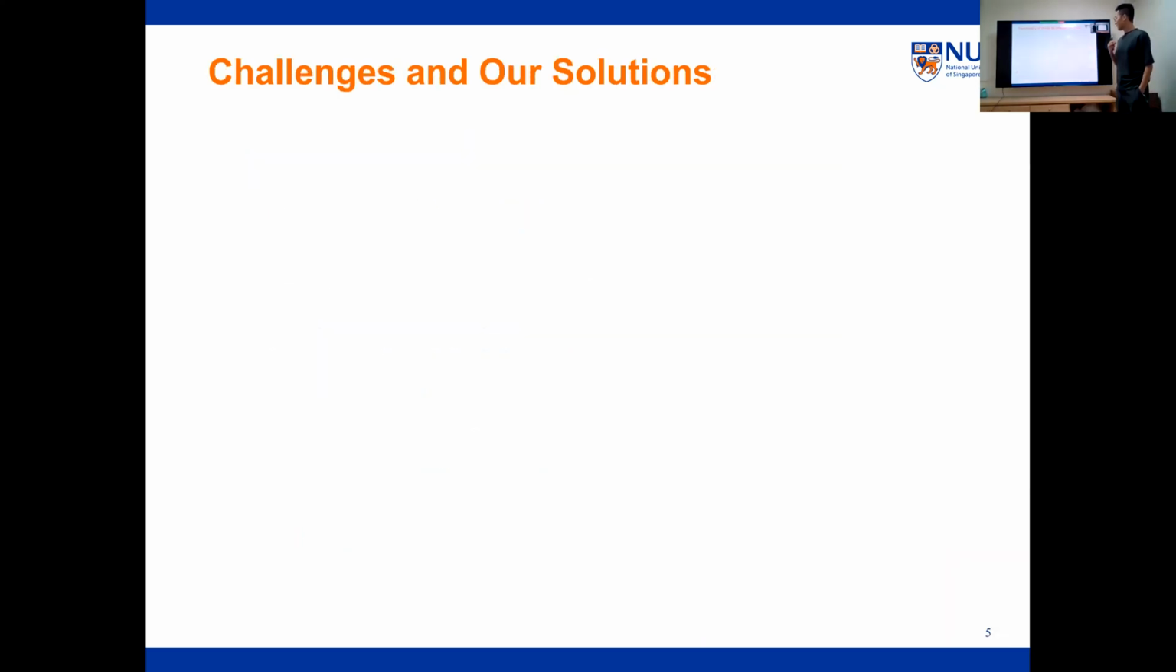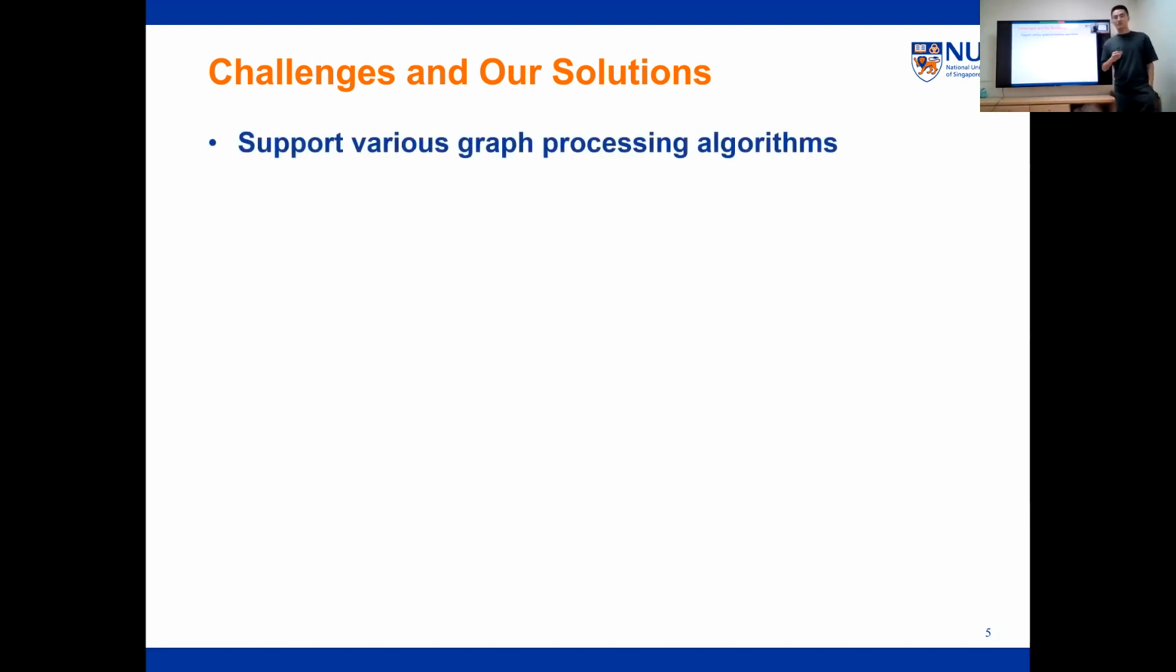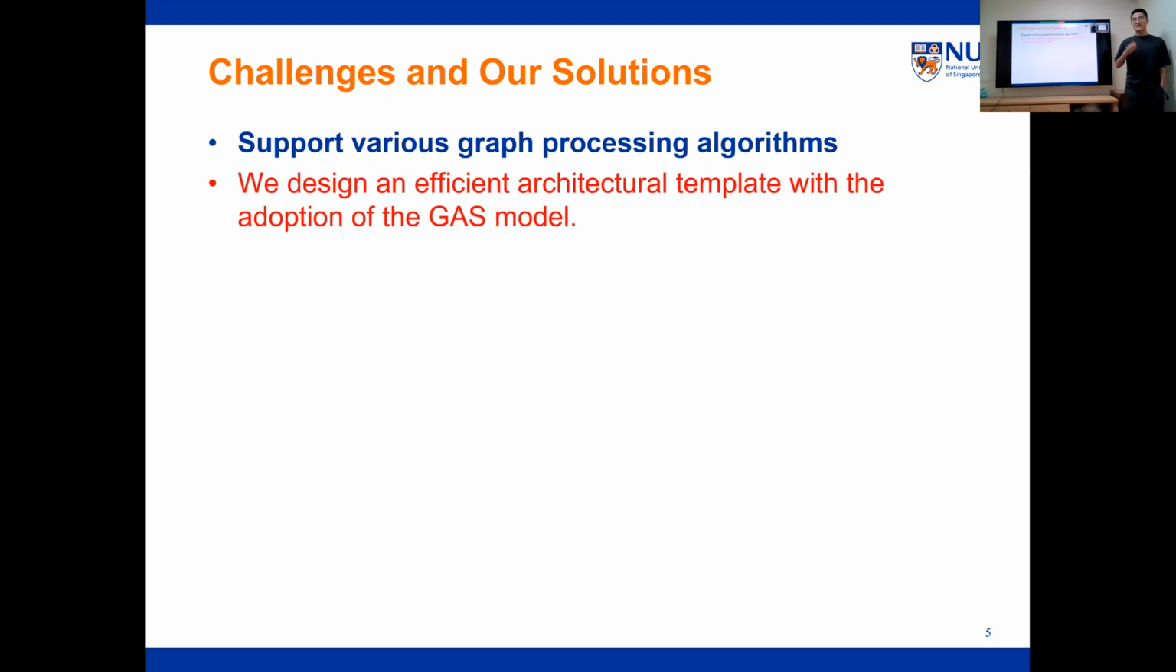Of course, there are a set of challenges to achieve high throughput and easy to use. Here, I will talk about our solutions for these challenges. So the first challenge is that we need to support different graph processing algorithms because, as we all know, there are too many graph processing algorithms such as BFS, SSSP, PageRank, CC, WCC. So to address this challenge, we design an efficient architectural template with the adoption of the GAS model as the abstraction of different algorithms.